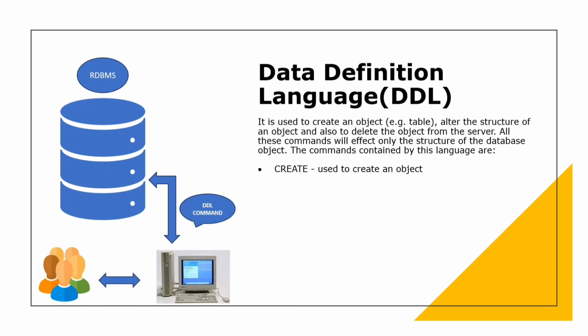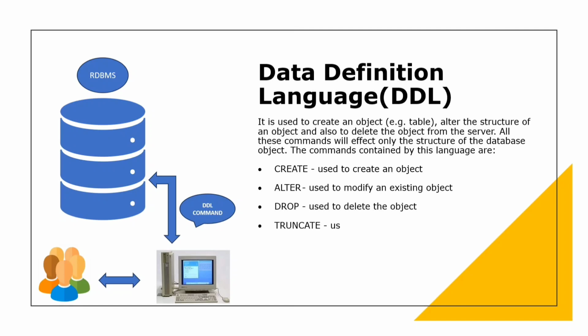Suppose in that table, I need to do any modification to the structure of the table, for example, to remove any column or to add any new additional column, we need to use the alter command. Suppose for some reason, we need to delete the structure of a table, which is no longer required. So we need to use the drop command. In some cases, to remove or clear the data from the table, we need to use the truncate command. Suppose the structure is required, I just need to clear all the data. In that case, truncate is required.